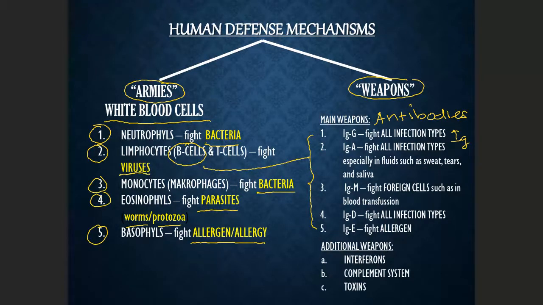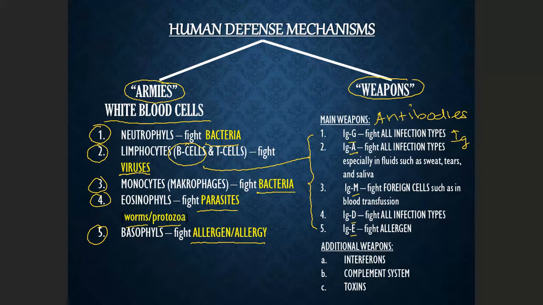The first one is called the IgG. That's the most abundant one. The second one is called the IgA. The next one is called the IgM. And the next one is called the IgD. And the least abundant one is called the IgE. Okay, so again, these weapons, the antibodies, are produced by the B cell. These antibodies also fight against some specific infections.